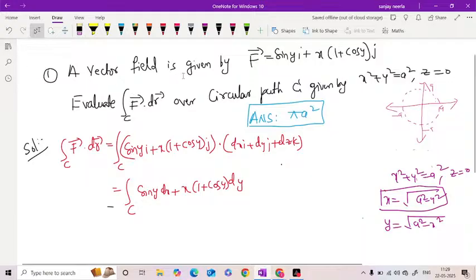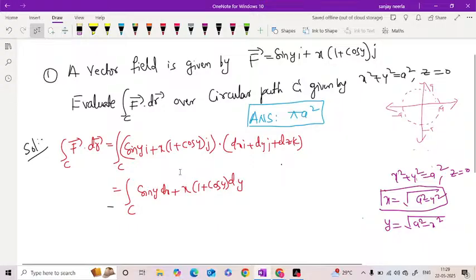A vector field is given by f equals sin y i plus x times (1 plus cos y) j. Evaluate the integral of f dot dr over the circular path c, given by x square plus y square equals a square and z equals 0. So we know the answer. What is the result here? The result is pi a square. Already we did it by using the line integral.